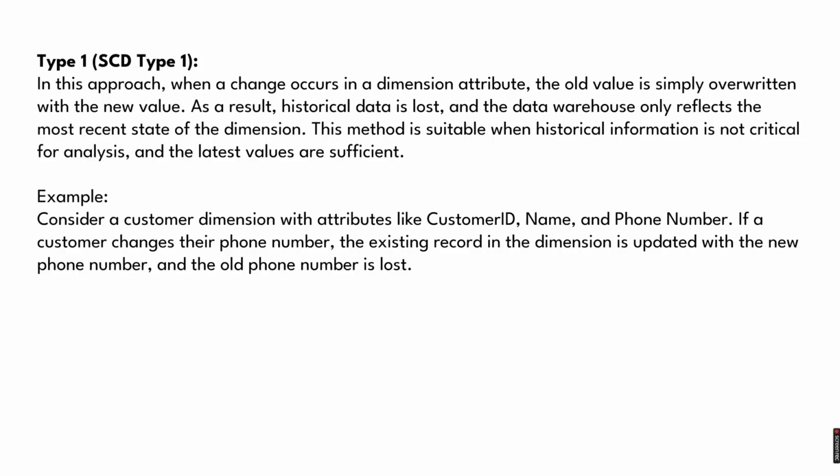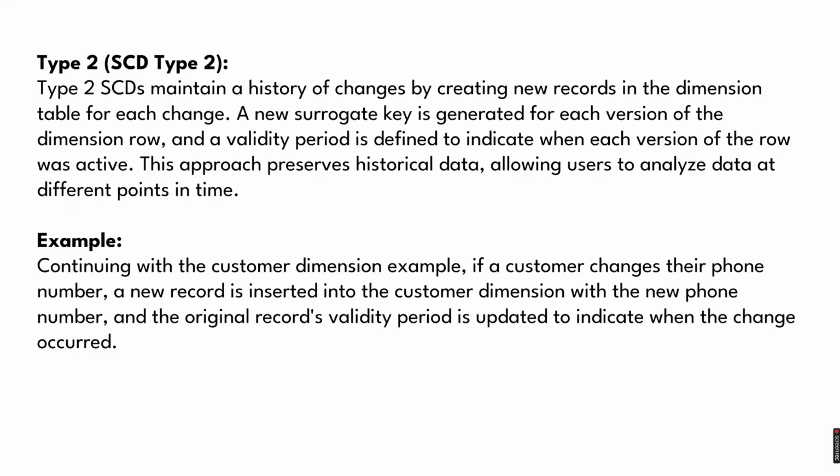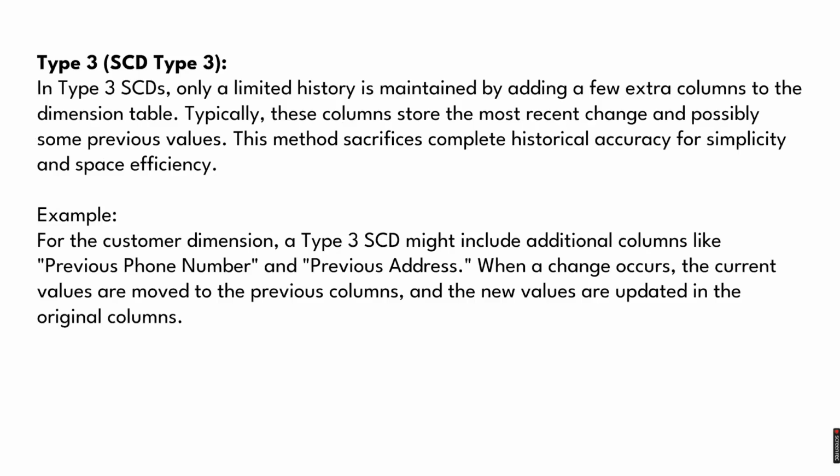So in type 1, if a change is happening, you are going to overwrite the data. In type 2, we are going to maintain current data as well as historical data based on the start date and effective date. And in type 3, we are going to maintain current and previous information, and older information we are not going to maintain. How we are going to maintain each one, let's discuss in this example.